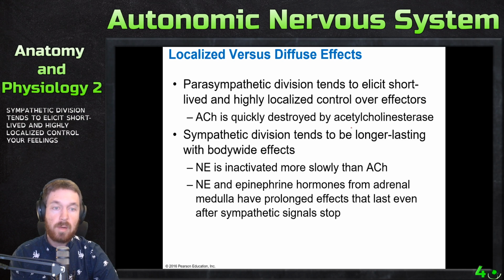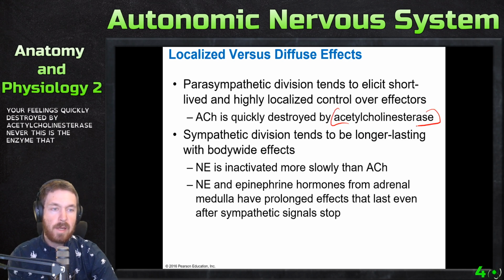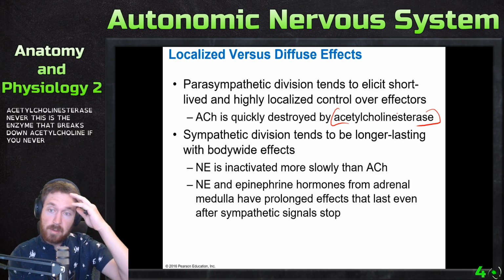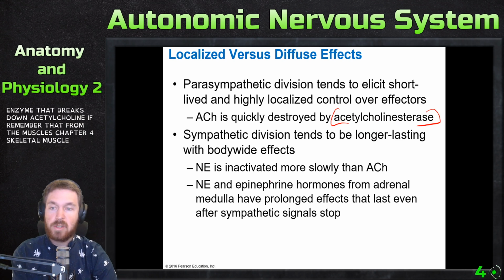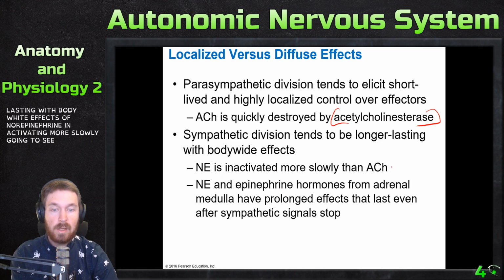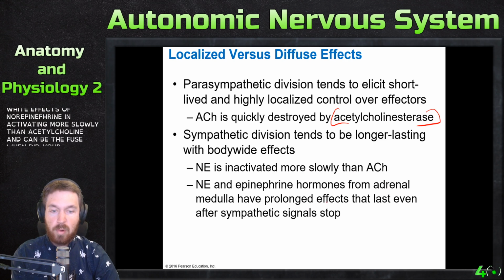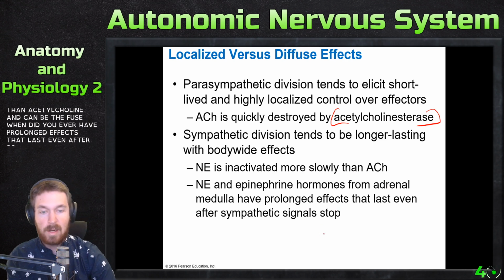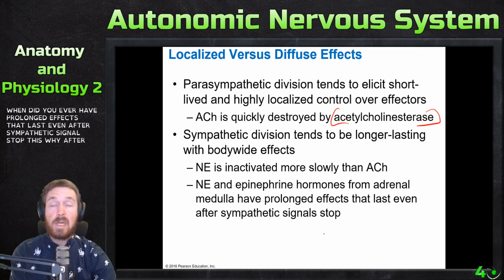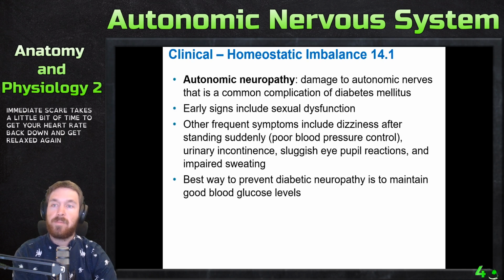Acetylcholine is quickly destroyed by acetylcholinesterase. Remember, this is the enzyme that breaks down acetylcholine, if you remember that from the muscles chapter on skeletal muscle contraction. The sympathetic division tends to be longer lasting with body-wide effects. Norepinephrine is inactivated more slowly than acetylcholine and can be diffused throughout the cardiovascular system. So from the adrenal, it has prolonged effects that last even after sympathetic signals stop. This is why after an immediate scare, it takes a little bit of time to get your heart rate back down and get relaxed again.